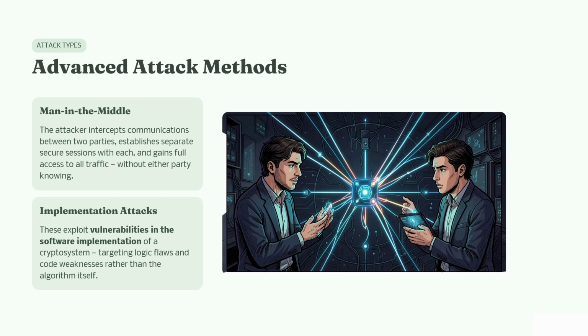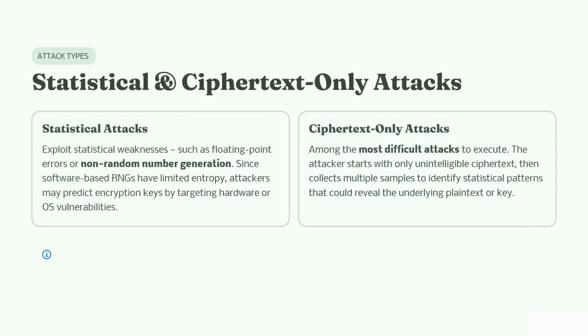There are also statistical and ciphertext-only attacks. Statistical attacks are based on statistics, such as floating point errors or non-random number generation. Since software-based RNGs have limited entropy, attackers may predict encryption keys by targeting hardware or OS vulnerabilities. So statistical attacks are based on non-random number generation.